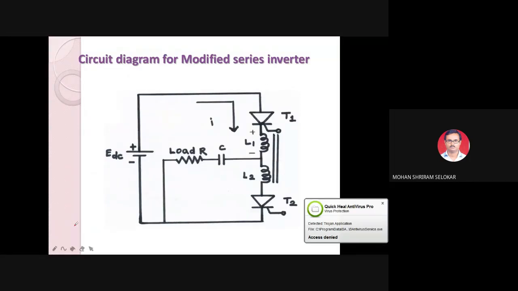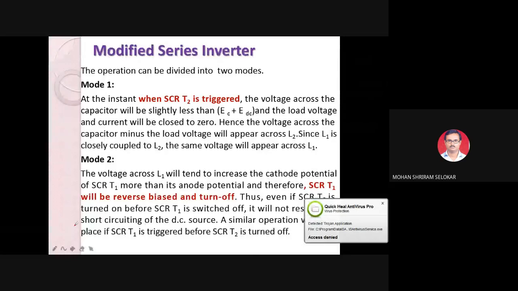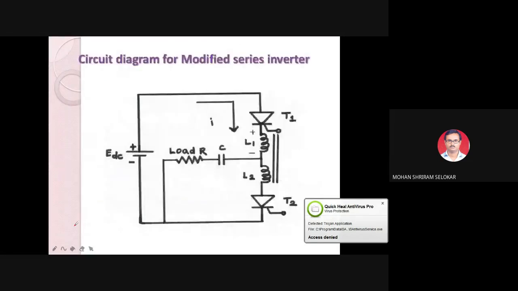Now, if you have drawn the waveform, I may go for the modified series inverter. Using this circuit we are going to increase the frequency. There is no need to provide the gap, as in the earlier circuit, where a short circuit of the battery may occur. In this case, there will be no short circuiting when SCR2 is triggered before SCR1 is turned off. That is the purpose of this.